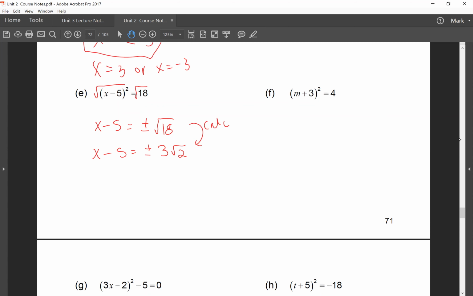Anyway, so the square root of 18 is 3 root 2. Or more specifically, plus or minus 3 root 2. Now what I'm going to do is move the 5 over. So x could be 5 plus or minus 3 root 2. And that's it, we're finished.